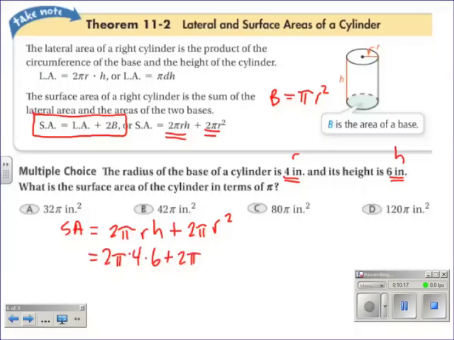We just said r was 4, so that'll end up being 16. This is 48 pi plus 32 pi. Those are like terms which can be added, so I am left with 80 pi. Notice my answer is left in terms of pi. My units are inches, so therefore it should be inches squared, and that answer matches here with C.